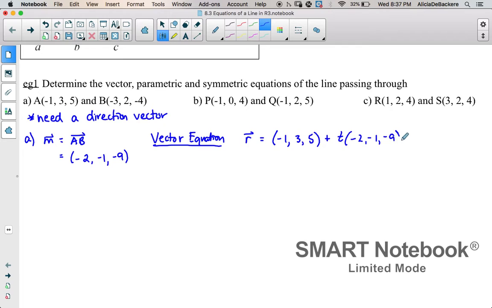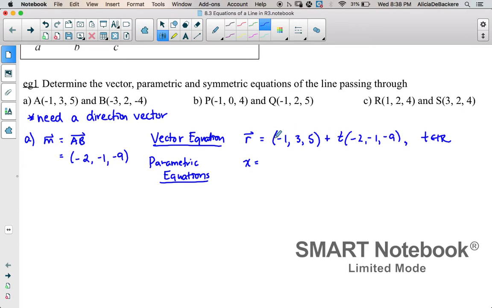And then I'll just define that t is an element of this set of real numbers. All right, so we've got our vector equation. Next, I'm going to move into the parametric equations. So this is the one where we're separating out, and it's all based on this vector equation really. I'm just coming up with now an expression for x, y, and z.